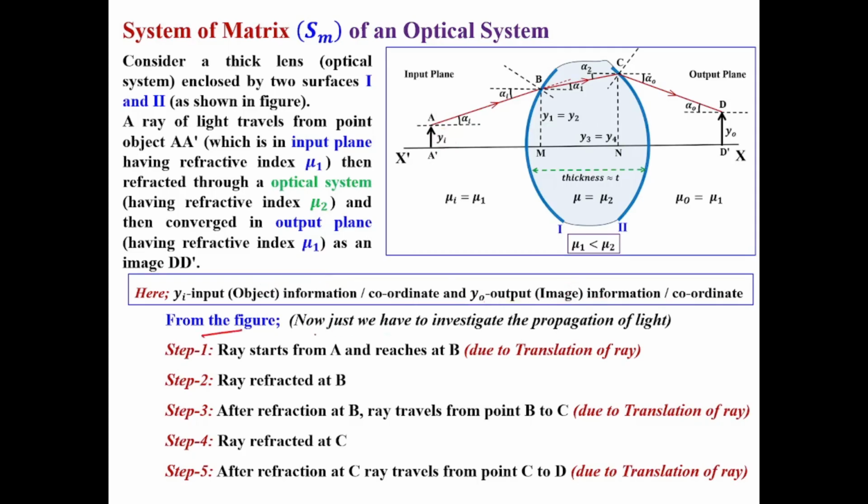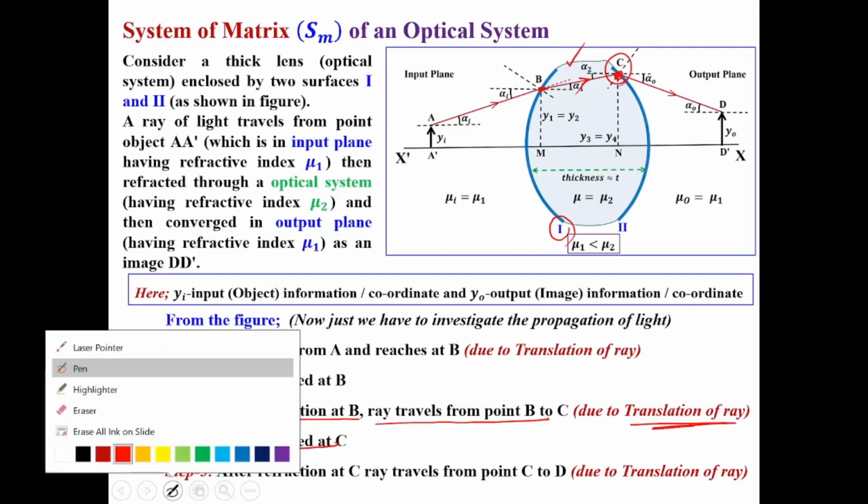From the figure, we have to investigate the propagation of light. Step 1: the ray starts from A and reaches point B due to translation of the ray. Step 2: the ray is refracted at point B on the convex surface 1. Then after refraction at B, the ray travels from B to C in the optical system, which is the translation of the ray. Then at point C, it is refracted again, which is step 4.